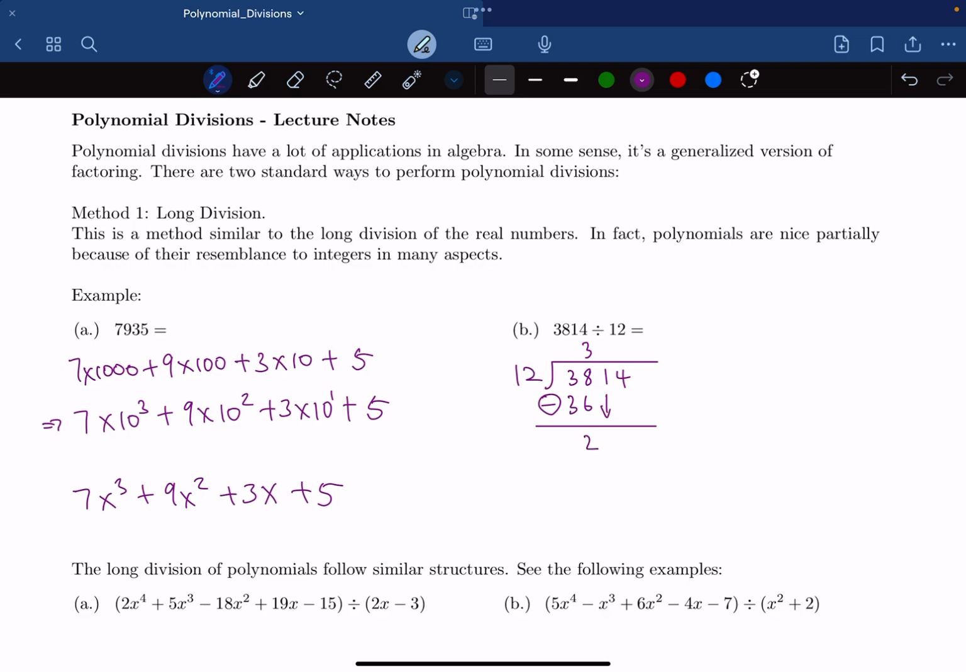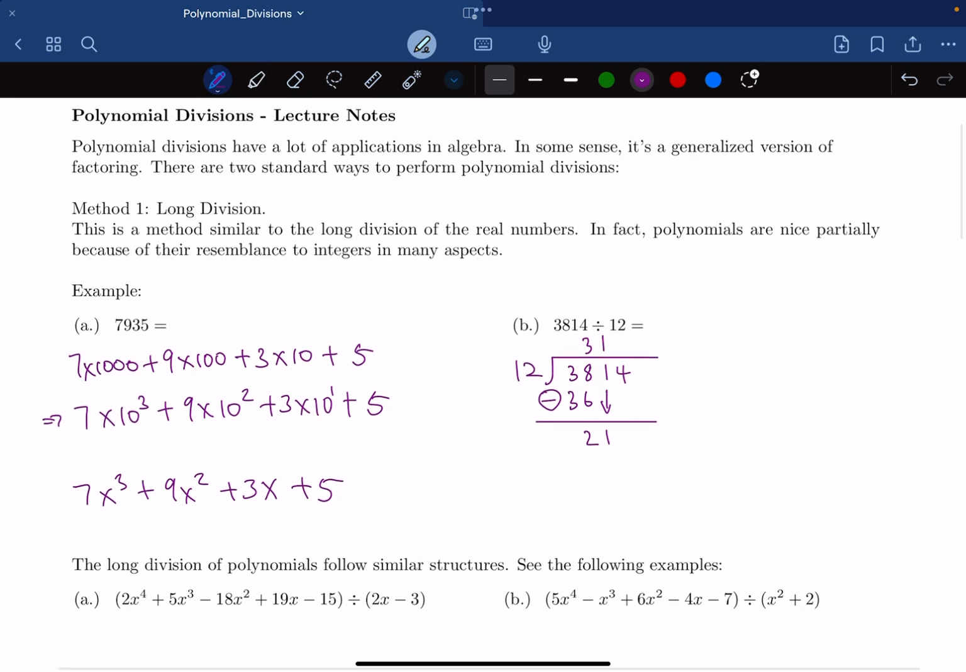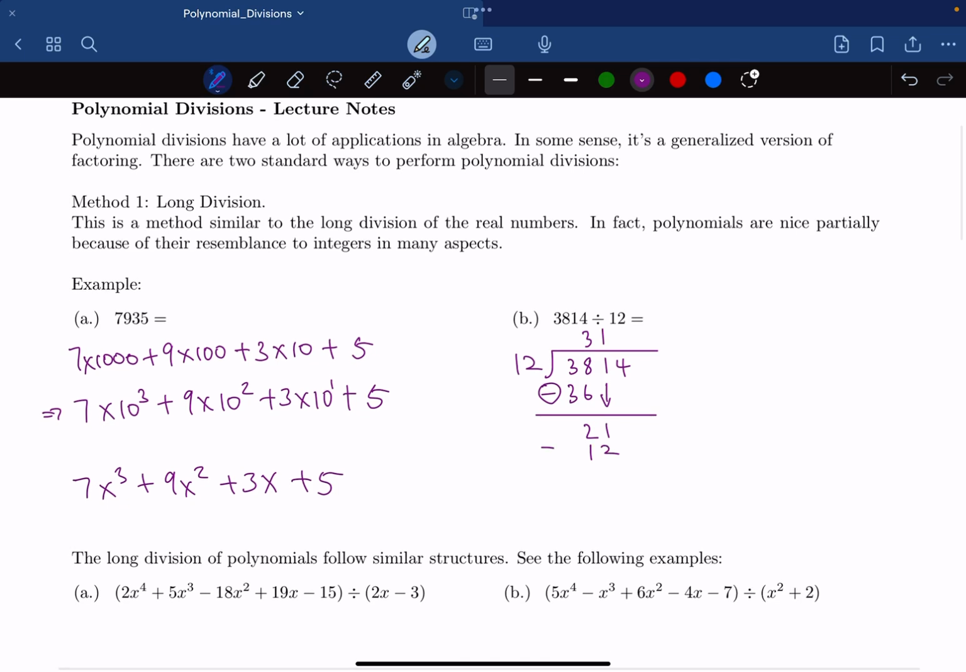I then drag down the 1, right, because I need two digits here. And I ask myself, how many 12s go into 21? And the answer here is 1. 1 times 12 is 12, and I subtract one more time. 21 minus 12 is 9.